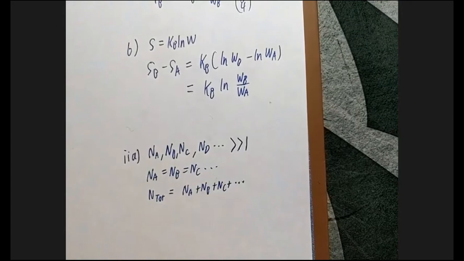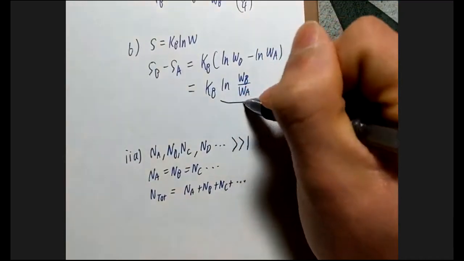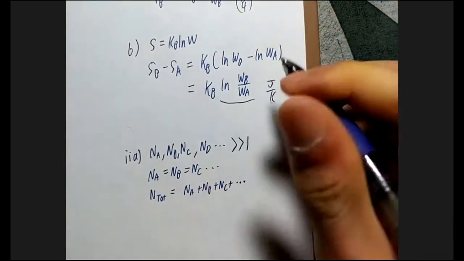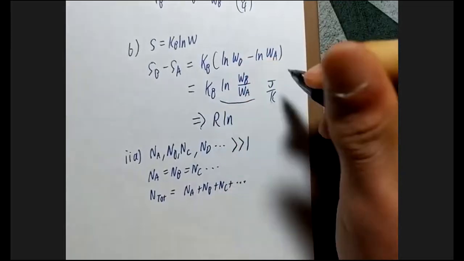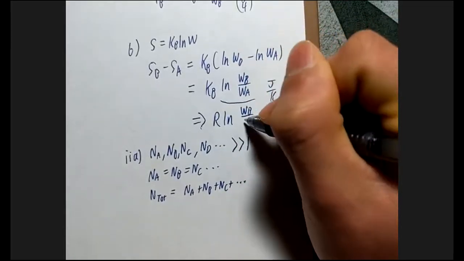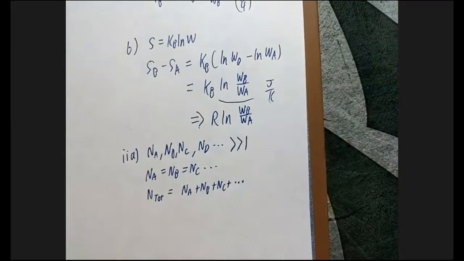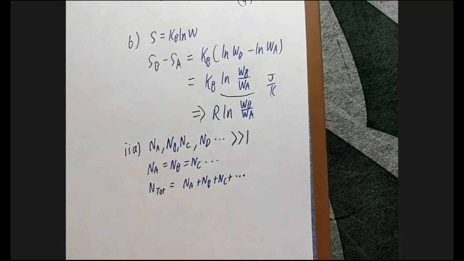And now they do ask you for the entropy in units of joules per mole Kelvin. And this k_B term is in joules per Kelvin. So you will need to convert this to R to get joules per mole Kelvin. And when you do those calculations, you should get your answer.